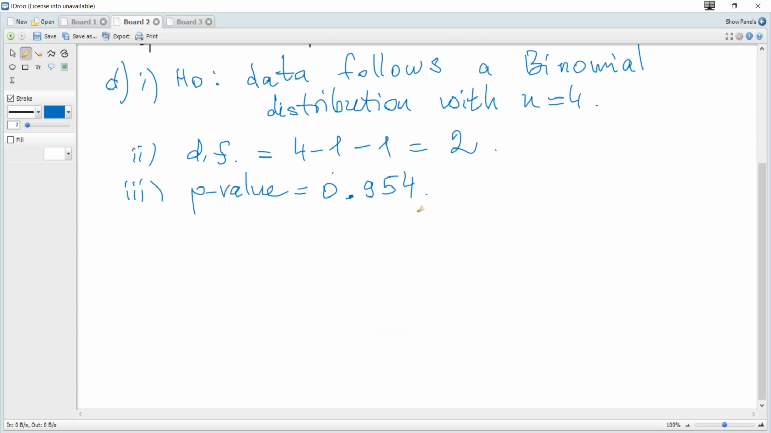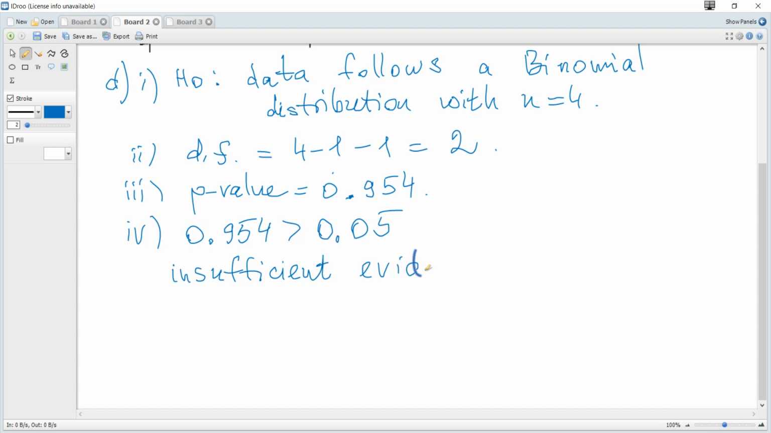Then you remember, if the p-value is less than the significance level, you accept the alternative hypothesis. And here, since the p-value is greater than 5%, we accept the null hypothesis, concluding that there is insufficient evidence to reject H0. It means that we accept the null hypothesis.